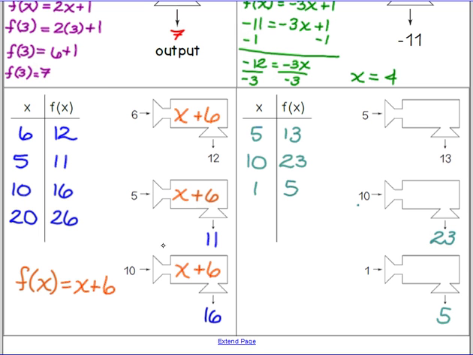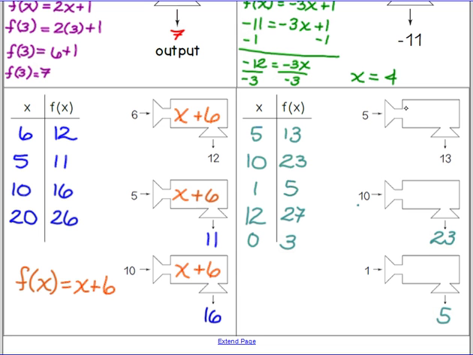Okay, I'm going to give you a couple more pairs. This one has a few steps involved. So if I give you an input of 12 and an output of 27, and if I give you an input of 0 and an output of 3, I want you to pause the video until you have come up with a rule that would work with all of these input and output values.